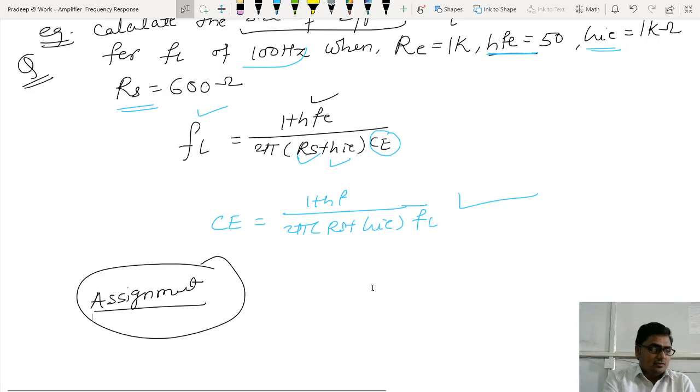So now officially we can say that we are done with our 5th chapter, and we can start with the next, the 6th chapter, which is related to FET and MOSFET. So that is it for right now.